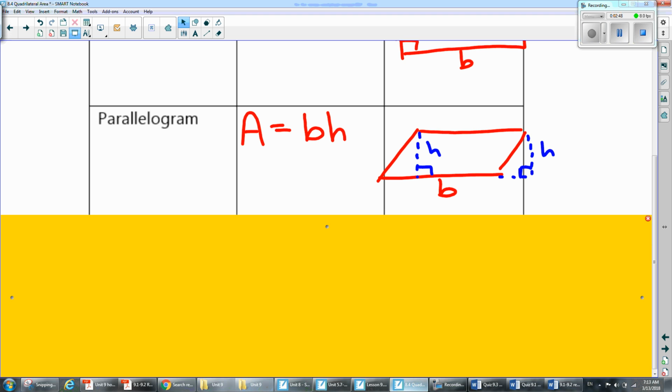Okay, we also have a parallelogram. Again, it's still base times height, but make sure that you're not using the side lengths for the height. That height has to be perpendicular to the base. It could be on the inside of the figure, could be on the outside of the figure, but it must be perpendicular.